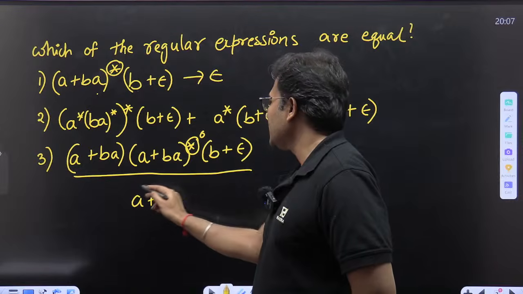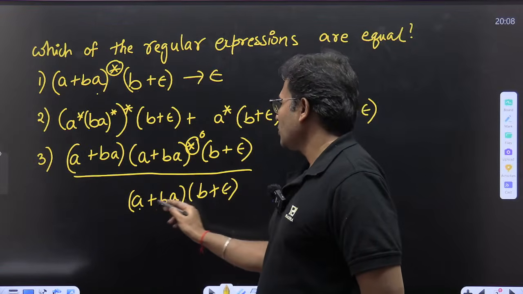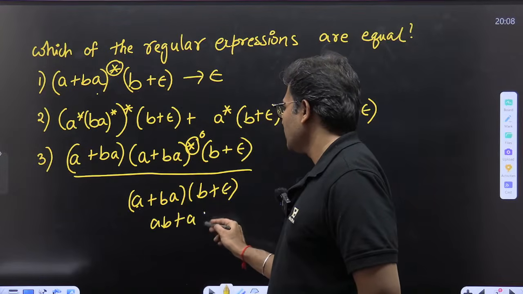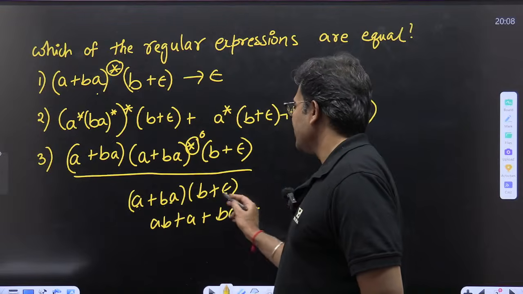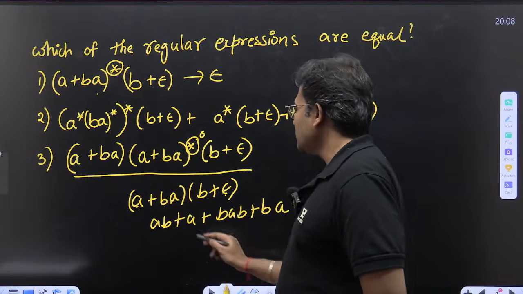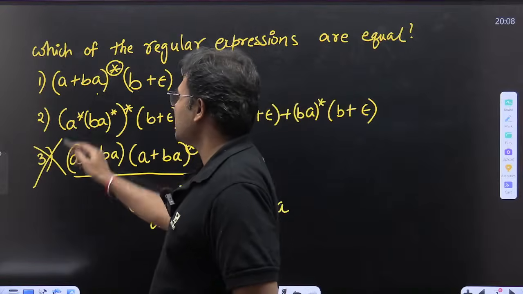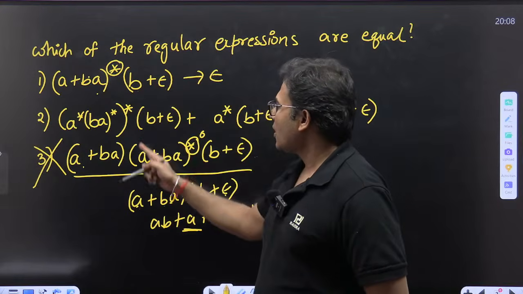A plus ba followed by b plus epsilon. Now you get ab plus a plus bab plus ba, right? So the minimum string you are getting is a. There is no epsilon in this, so cancel it out. These two are not equivalent. Okay. Now here there is epsilon.